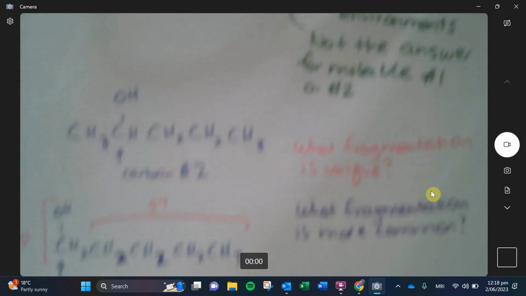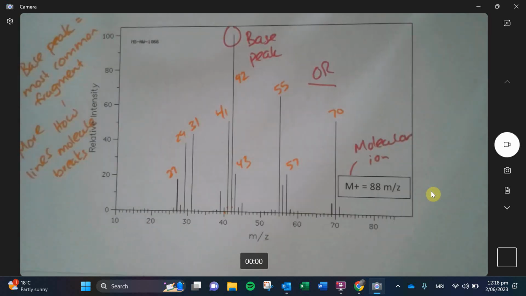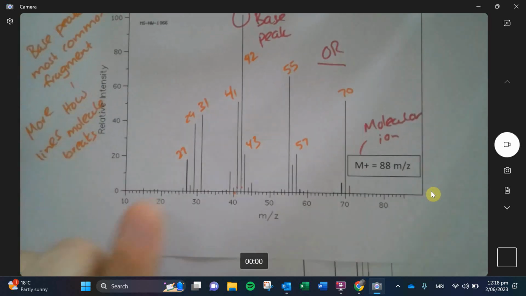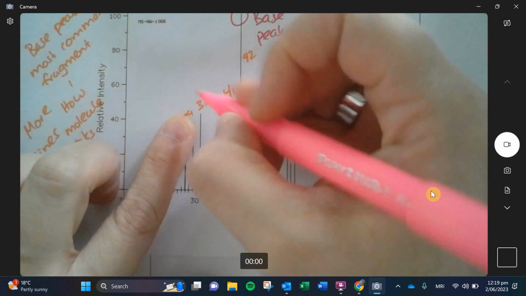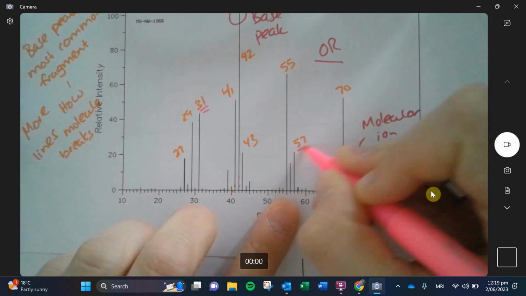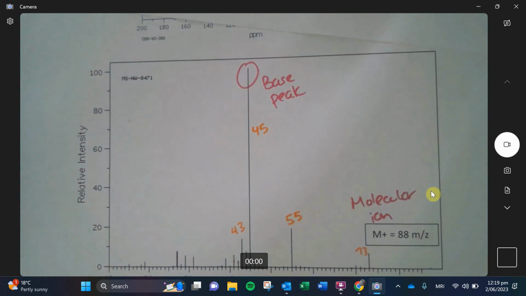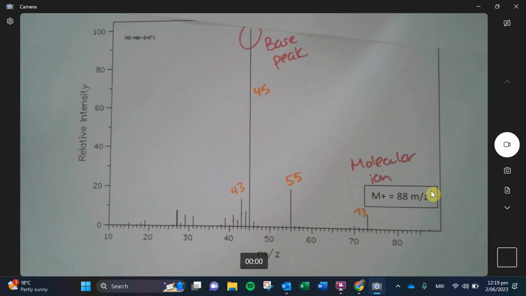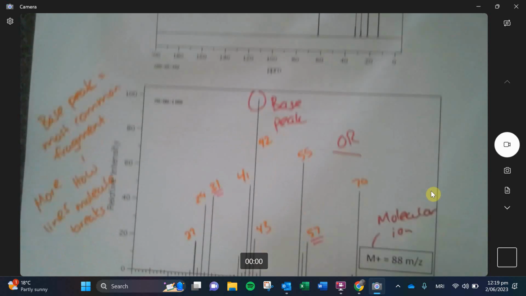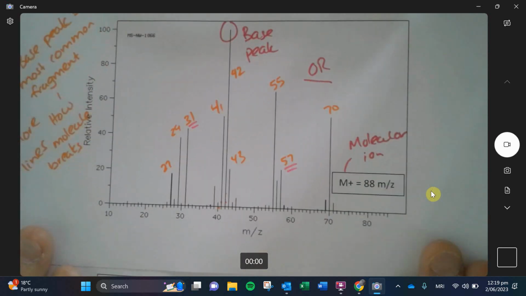So we can start looking at them. Do I see something that has a 30? I do see a 31, and I do see a 57 on this guy. Do I see a 31 and a 57 on this guy? No. So you see how that kind of helps me figure out which one's which. Yeah?